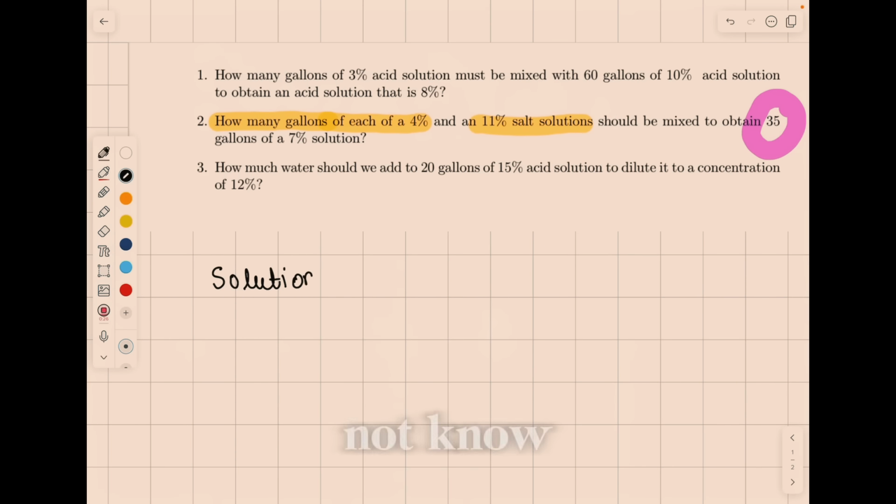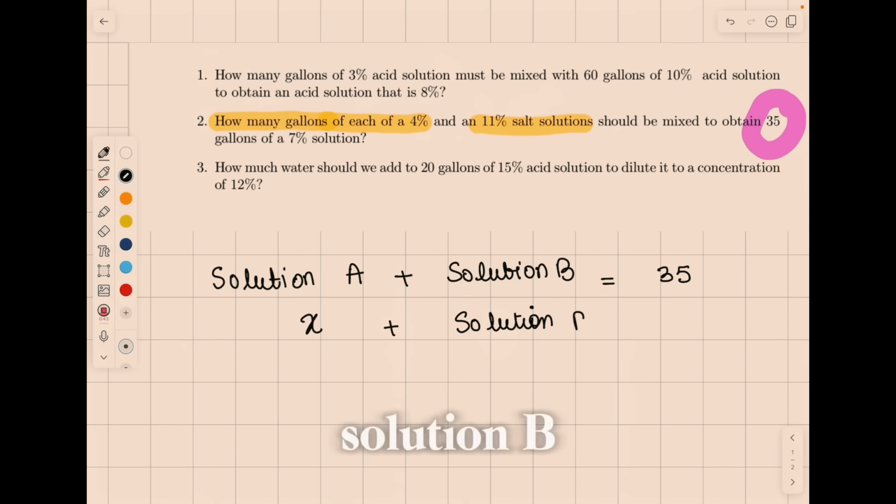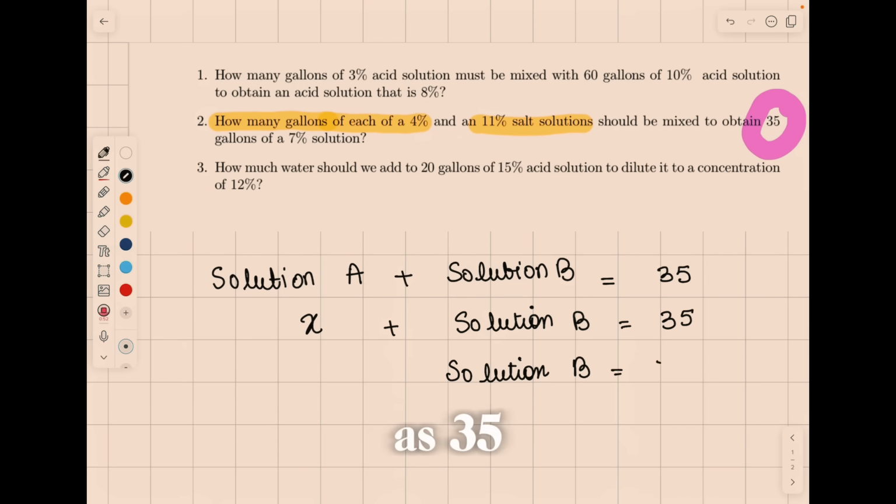So when we do not know something, in case of algebra, we assume. We can see that solution A plus solution B gives me a final solution, which is 35 gallons. I can assume solution A to be x gallons, but the final amount is 35. Now this allows me to write solution B as 35 minus x gallons.